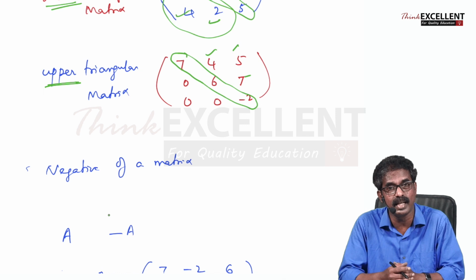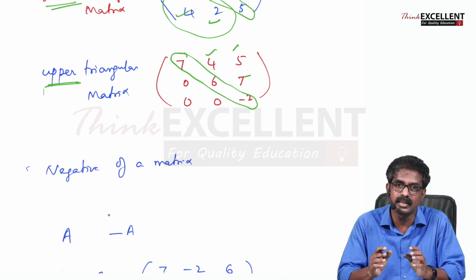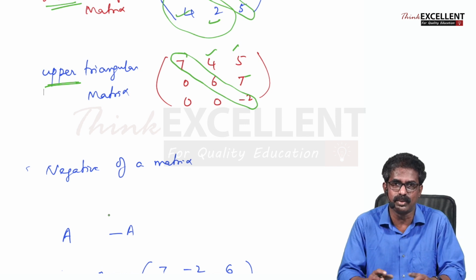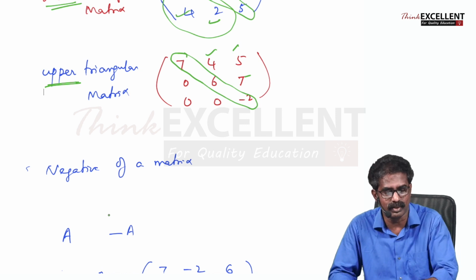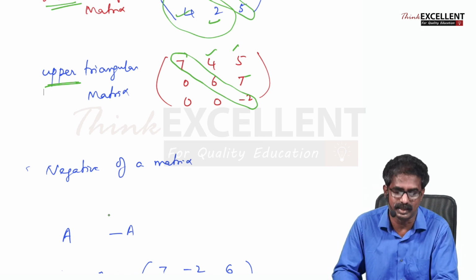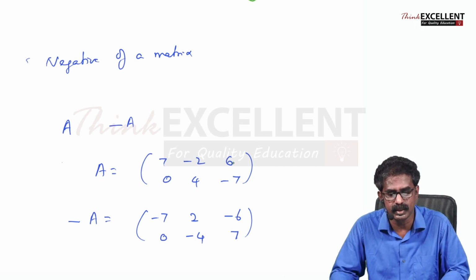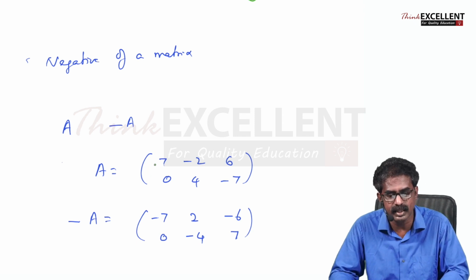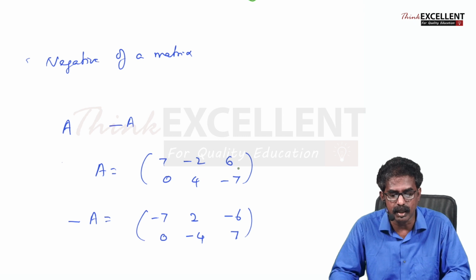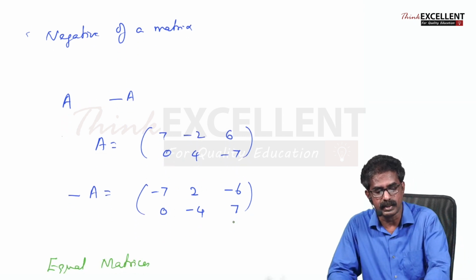How can you find minus A? Suppose A is a matrix given. You change the sign of every element. Positive, change it to negative; negative, change it to positive. 0 alone, just write 0 itself, because plus 0, minus 0, everything is the same. Here A is the matrix 7, minus 2, 6, 0, 4, minus 7. Then minus A, that is called the negative of a matrix. Change the sign: 7 becomes minus 7, minus 2 becomes plus 2, 6 becomes minus 6, 0 becomes 0 only, 4 becomes minus 4, minus 7 becomes plus 7.